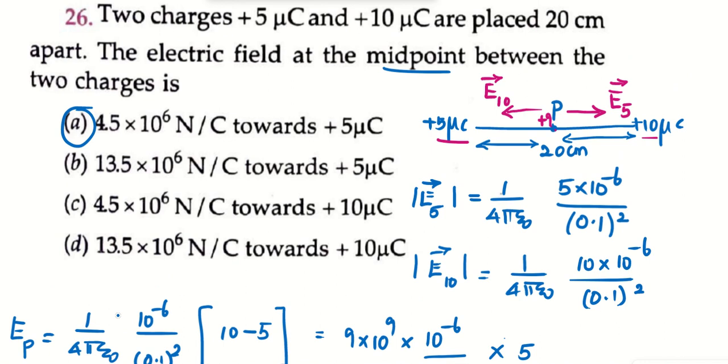And is it towards plus 5 microcoulomb or plus 10 microcoulomb? It should be towards, the resultant is towards 10 microcoulomb. So option C is the right answer.